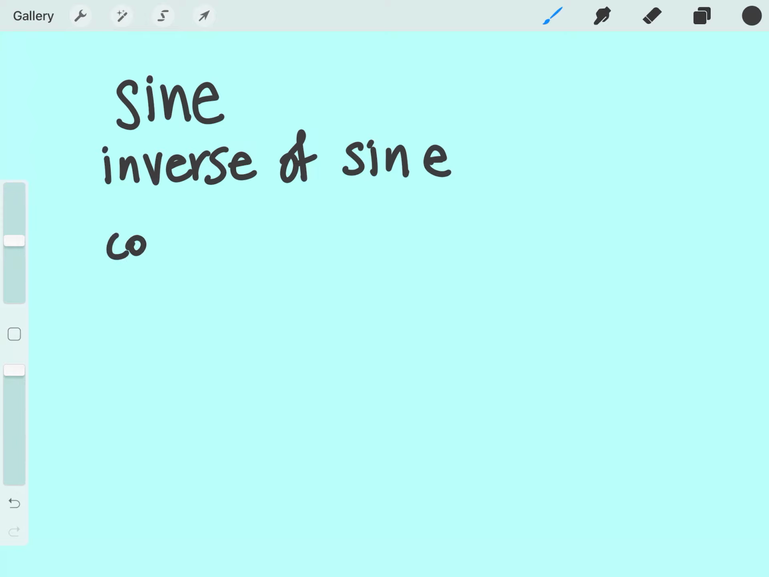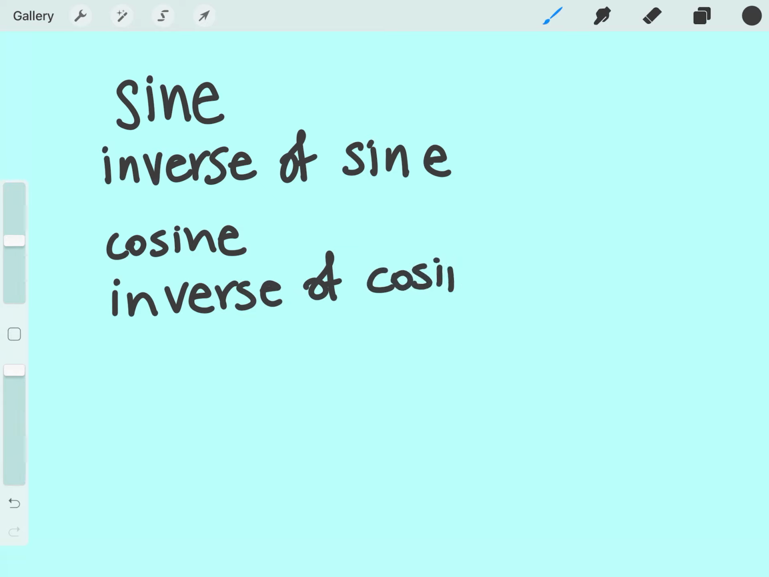We also have cosine, inverse of cosine, tangent, and inverse of tangent.